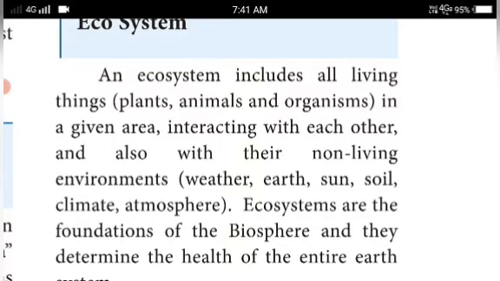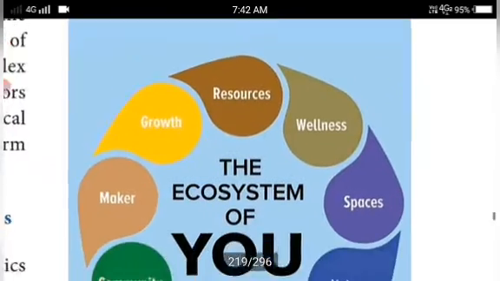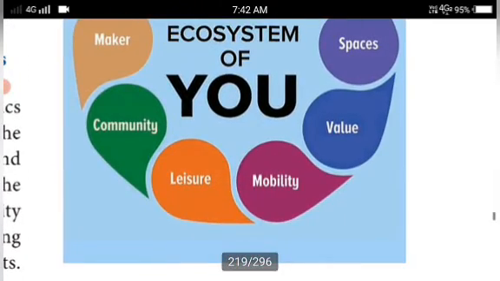Ecosystems are the foundation of the biosphere and they determine the health of the entire earth system, which includes living organisms and non-living components. So this is the ecosystem, we know that. The ecosystem, you can say, makes community, leisure, mobility, value, spaces, wellness, resources, growth; everything comes under the ecosystem.